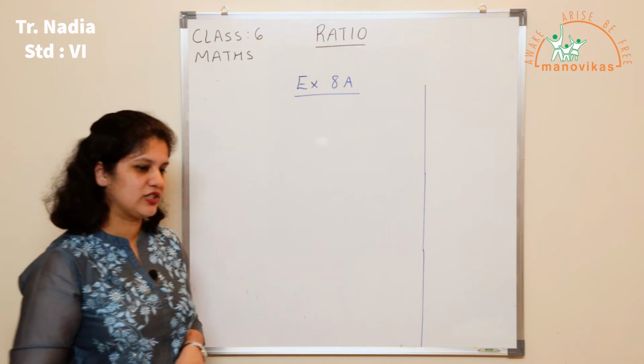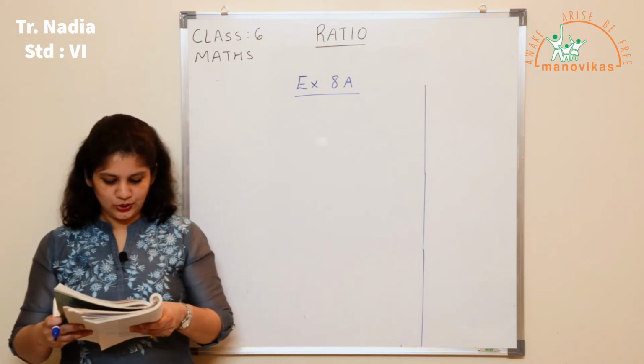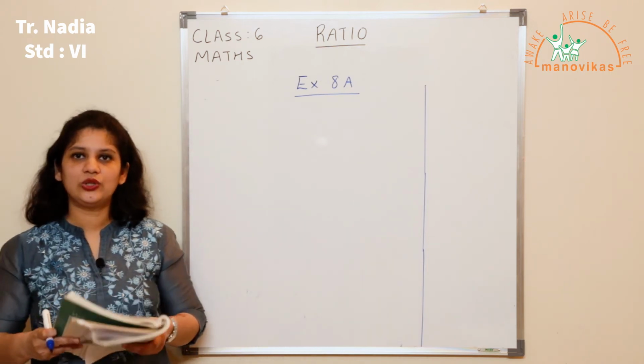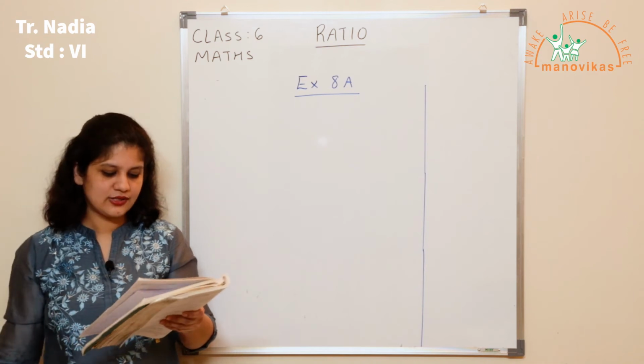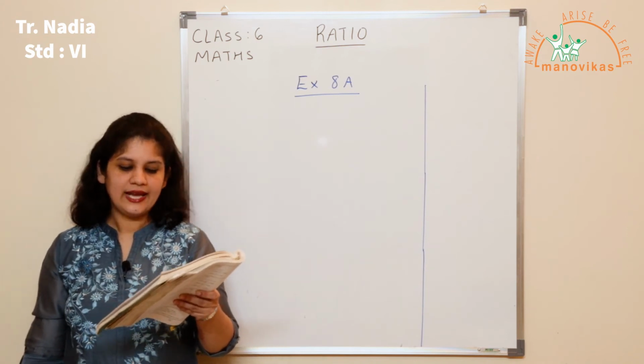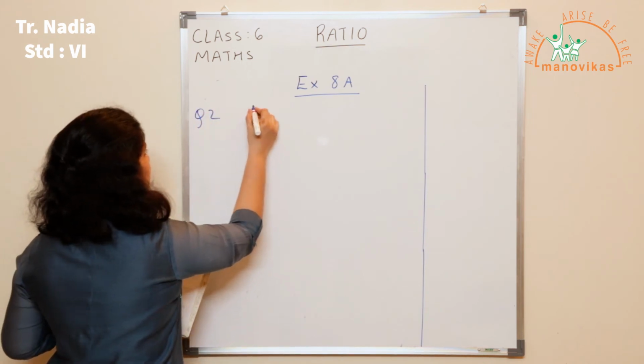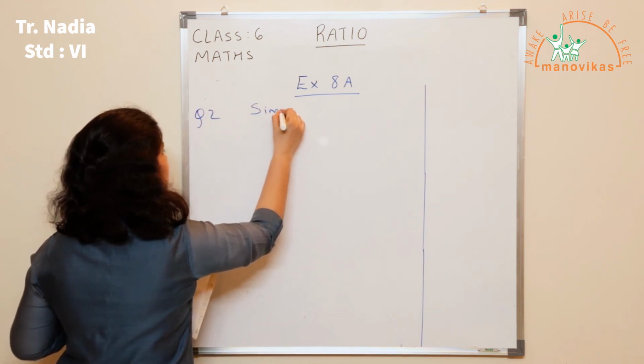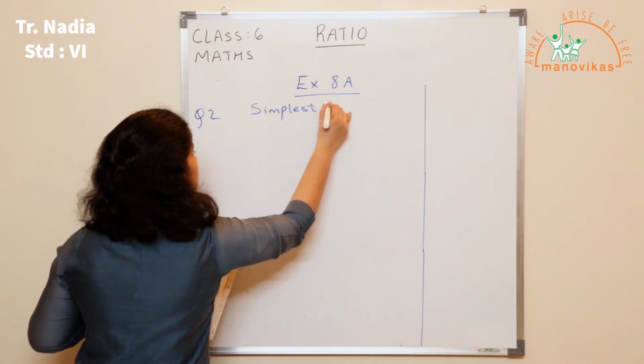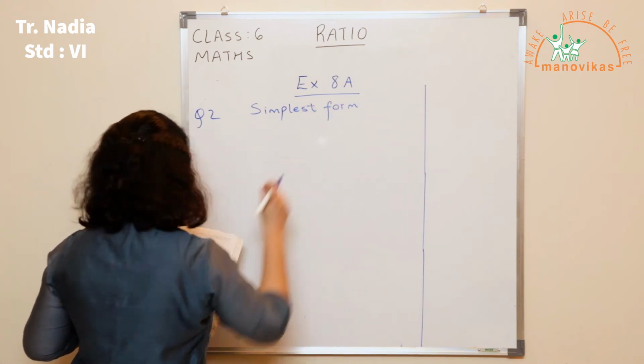Let us move to question 2. In question 2, you are given ratios and you are asked to express the ratio in simplest form. So here we are basically simplifying the ratio. We are going to express the ratios in simplest form.